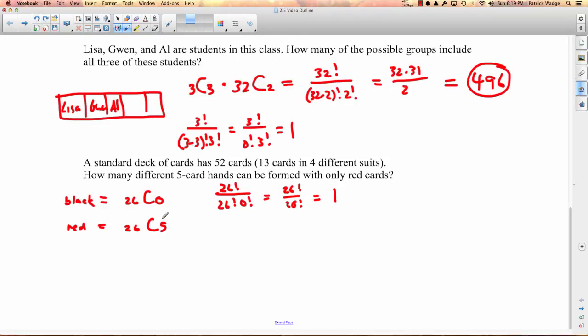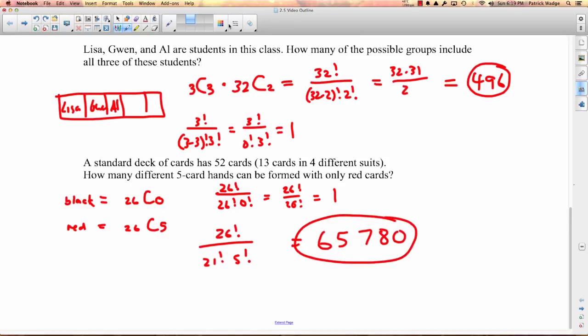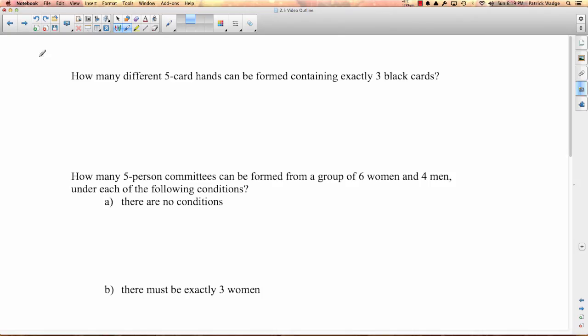So basically, again, what the question becomes is just what's 26 choose 5. So that'd be 26 factorial over 26 minus 5, which is 21 factorial, and also 5 factorial. If you do all that, you're going to get 65,780. Try it out, by the way. Try it on your calculator. Make sure you understand how to do that.